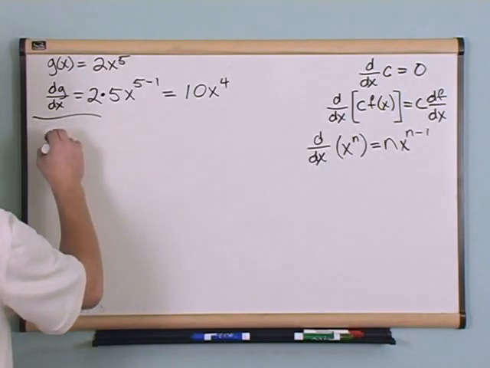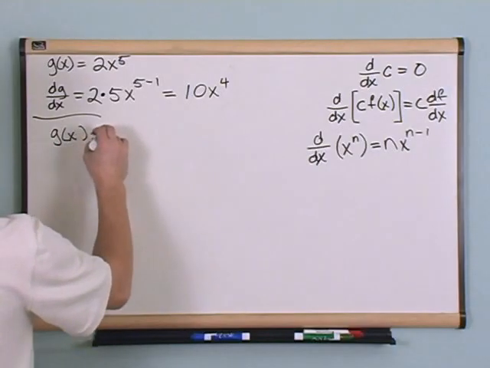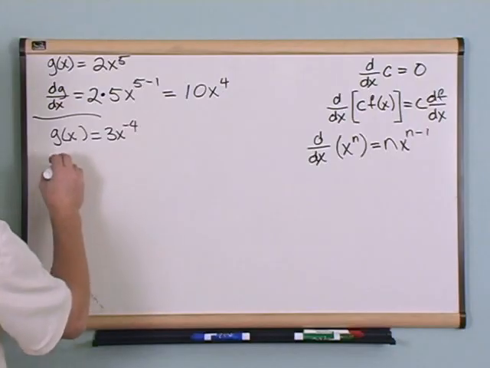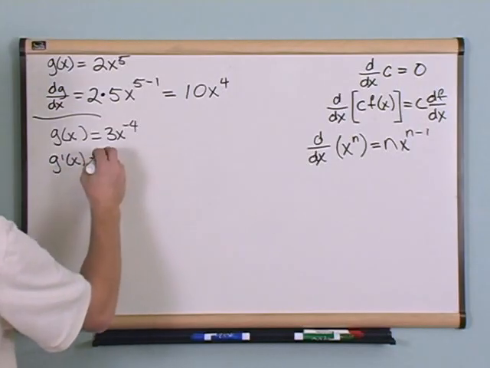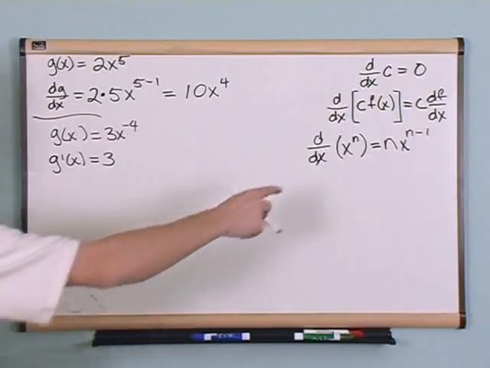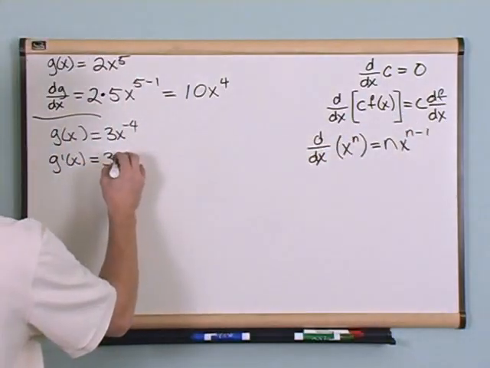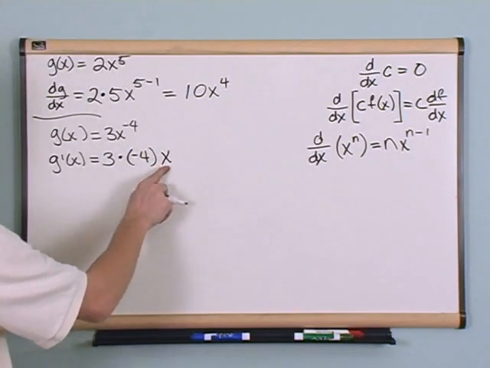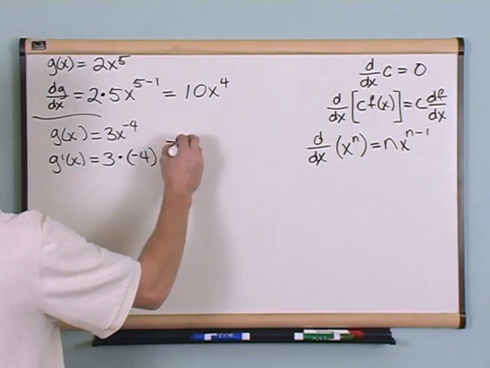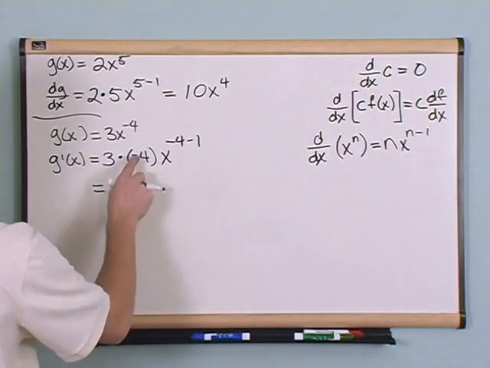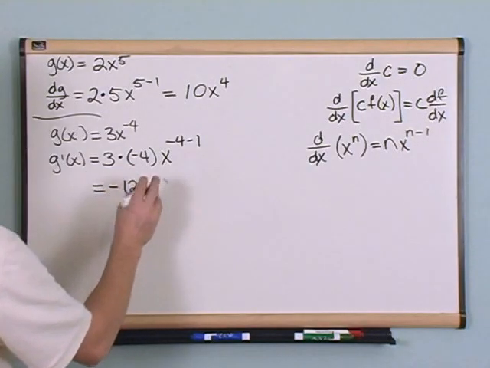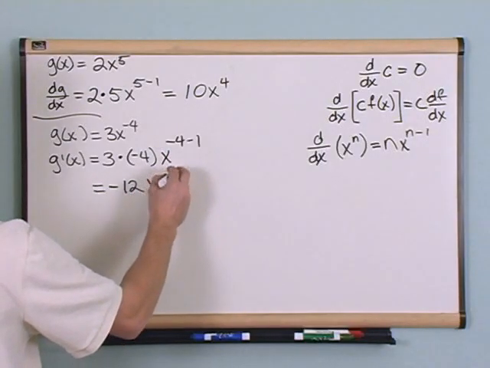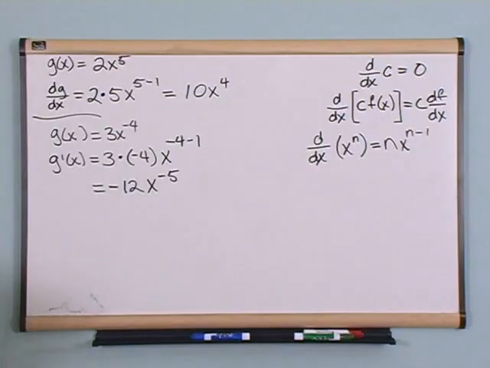What if you had g of x is equal to 3x to the negative 4th power? Well, then g prime of x is simply going to be 3, just stays out front, times the exponent comes down, negative 4, and then in the power of x, I've got negative 4 minus 1. So then I've got 3 times negative 4 is negative 12, x, and then the exponent, I've got negative 5. Negative 4 minus 1 is negative 5.